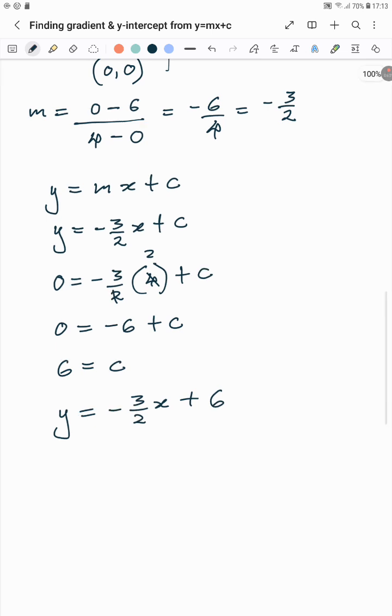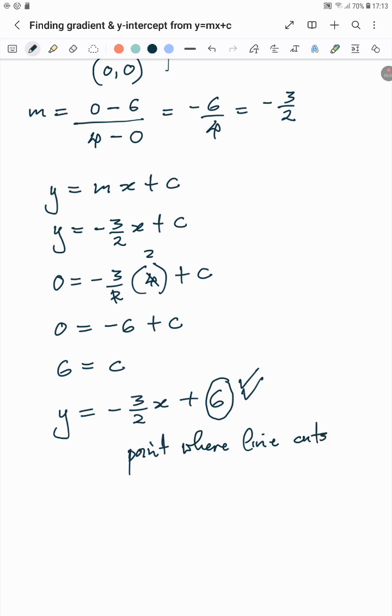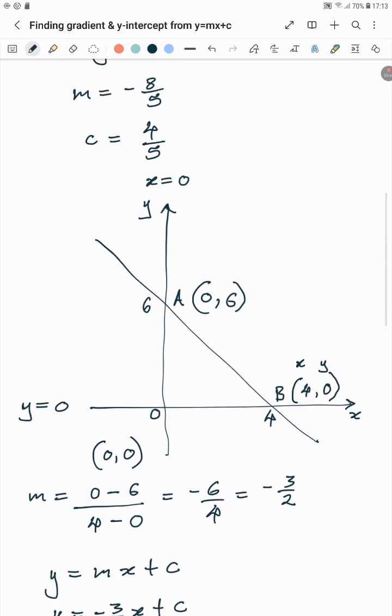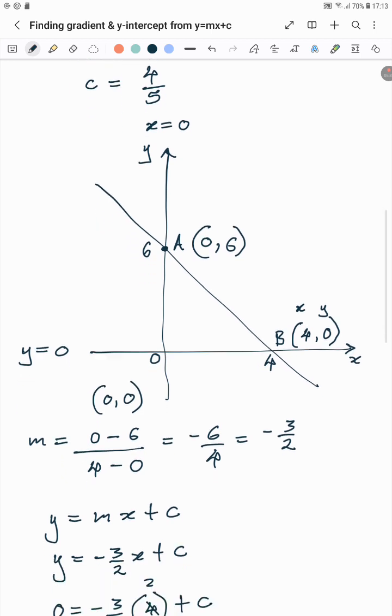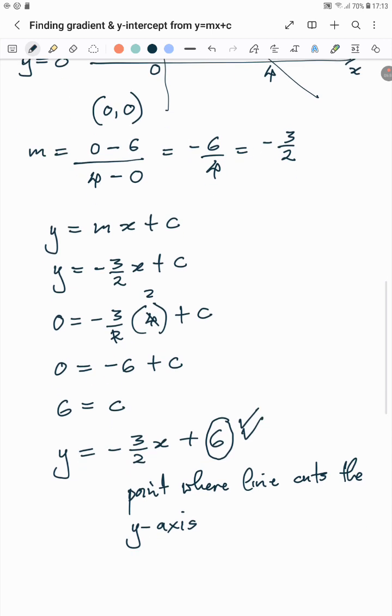So what I want you to take note of is this 6. I said this 6 is the y-intercept, the point where the line cuts the y-axis. So if we go here to the Cartesian drawing, you're going to realize that this straight line is cutting the y-axis at point 6. So that's what I mean when I say y-intercept is the point where the line cuts the y-axis.